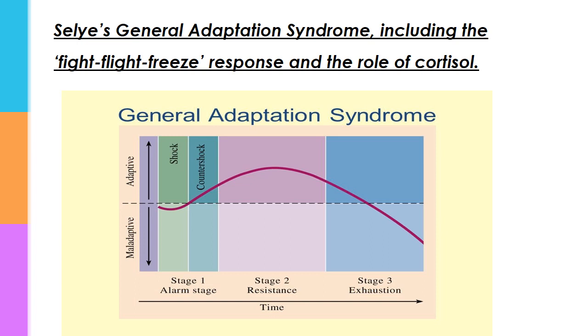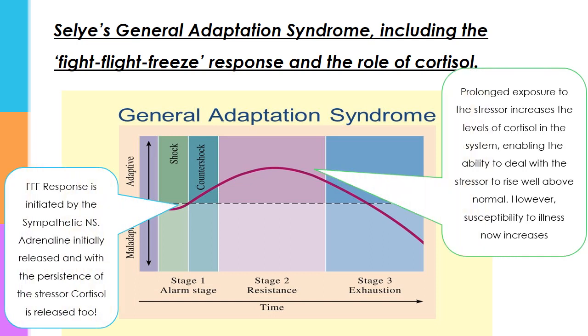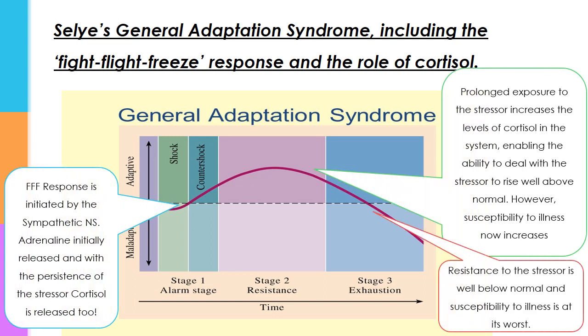So you need to make sure that you know the 3 stages, so alarm stage, resistance, and exhaustion, and you know the 2 substages, shock and counter shock. You need to make sure that you know the pattern of the curve and where the curve falls below or above the line of resistance, okay? So when you're responding to each stage, you need to make sure that you know where the line of resistance falls and why that might occur biologically, okay?